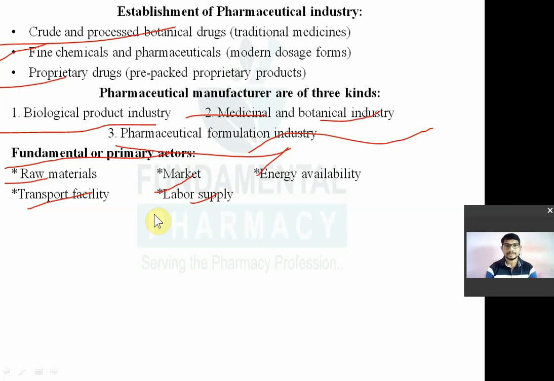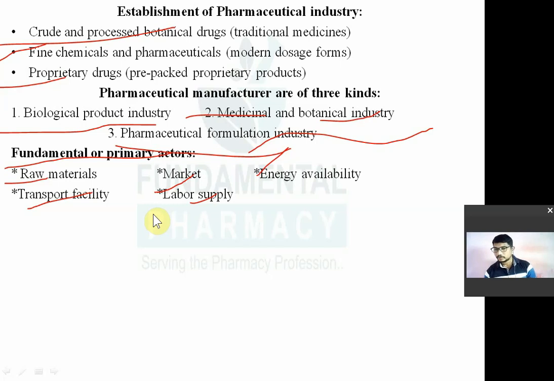over there. Raw material is available easily. If you want to order 2 tons of talc, you can easily order. A lot of suppliers will be available in Chennai, a lot of suppliers will be available in Hyderabad, like that. So raw material, market, energy availability, transport facility, labor supply. You have to remember these are the primary factors.